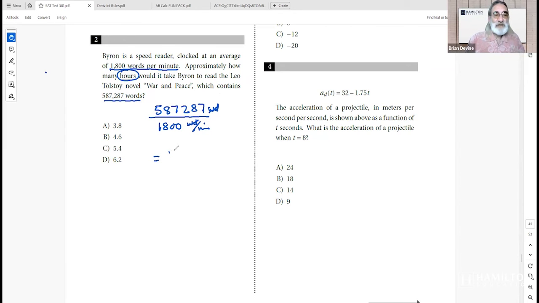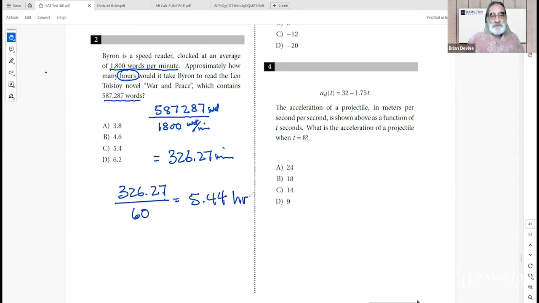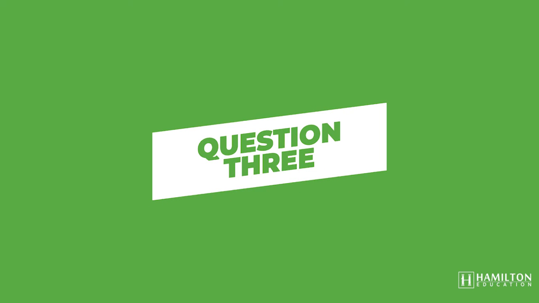And that means it took him 326.27 minutes to read the novel. And we know that there's 60 minutes in an hour. So if I take the number of minutes and divide it by 60, I get 5.44 hours. So it would take him 5.44 hours to read the entire novel at that rate. C is your answer.